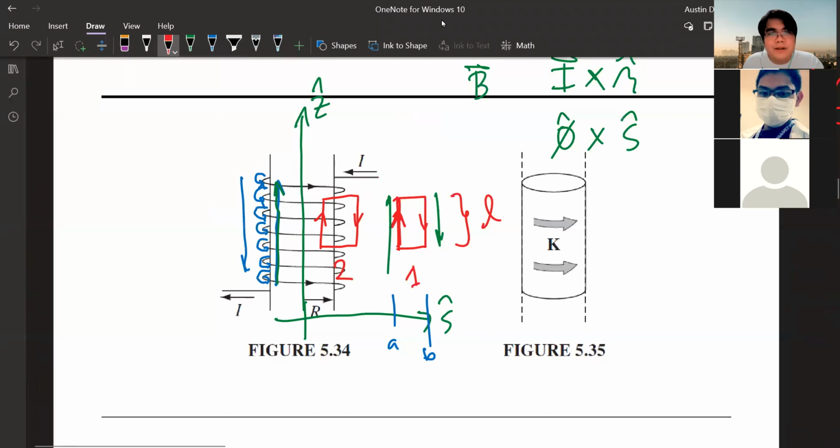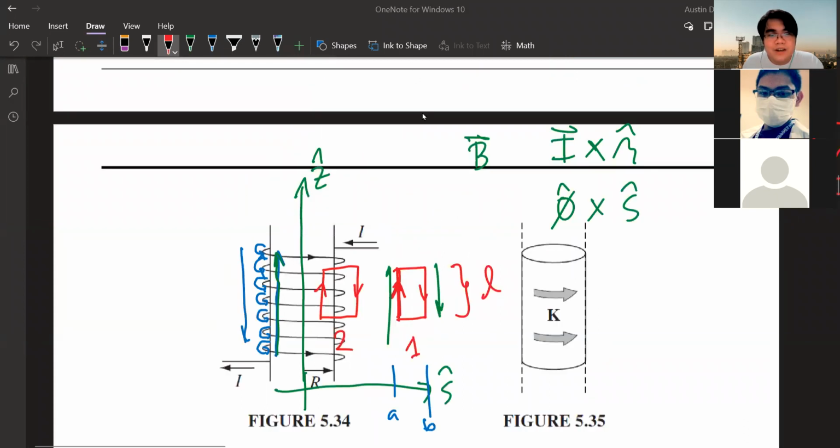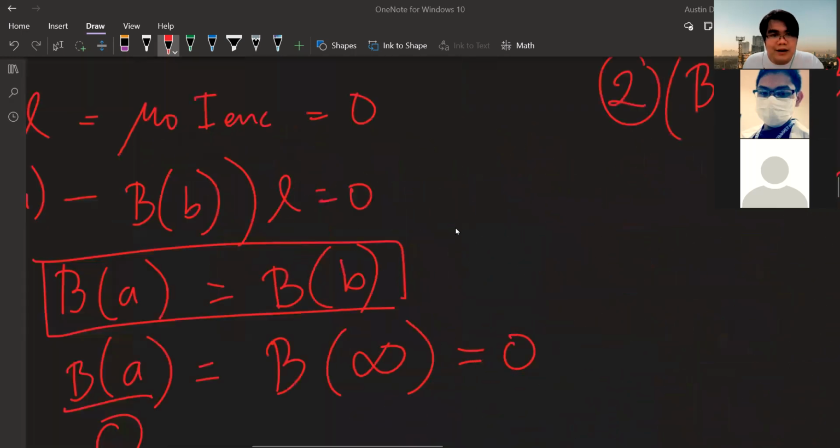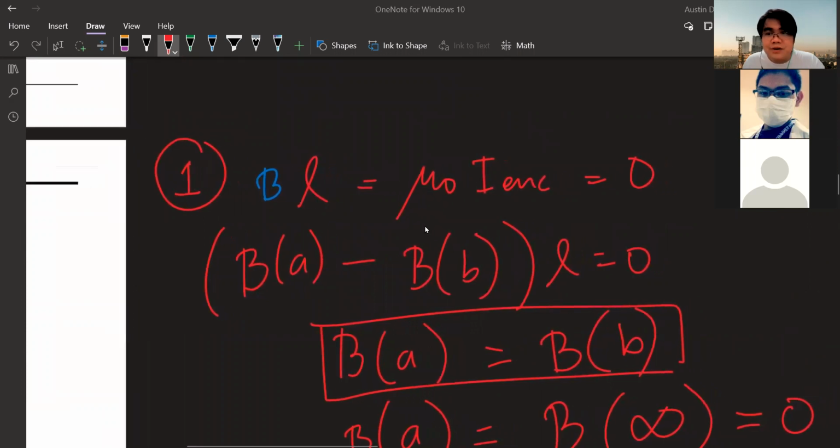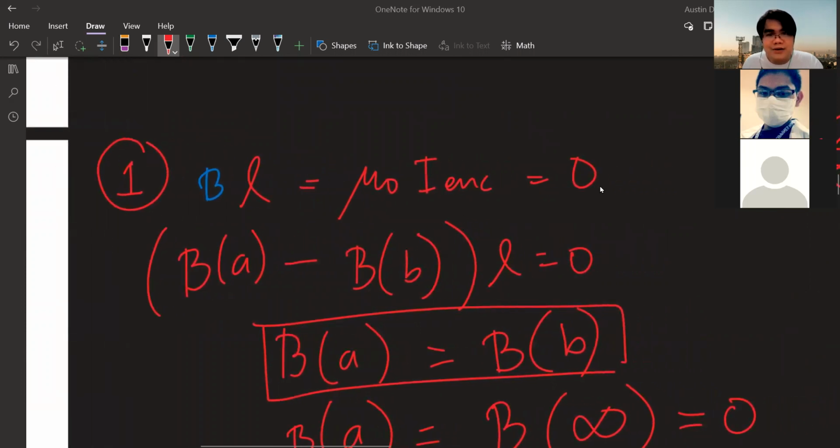Okay, may tanong ba? May tanong? Sir, paano po ulit na 0 yung B outside? Okay. Balik tayo dito, no? So, ginawa natin yung Ampere's law. Then, we found out that outside, wala kang ma-enclose na current. So, that gives me 0 on the right-hand side.